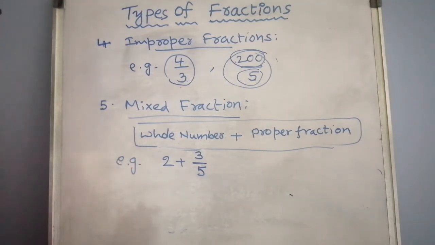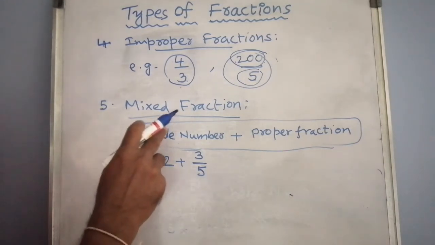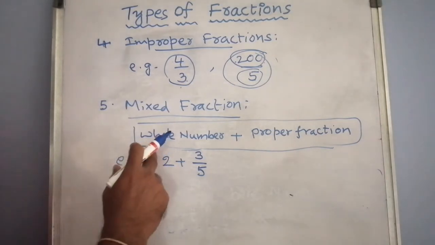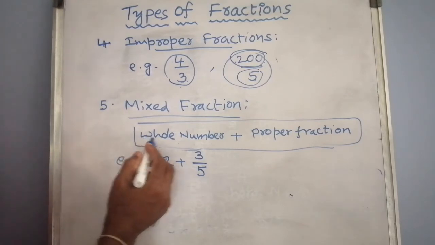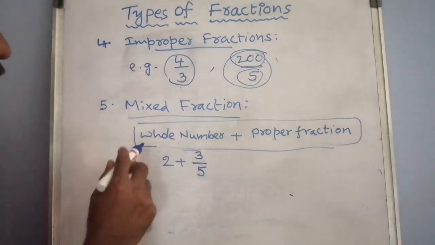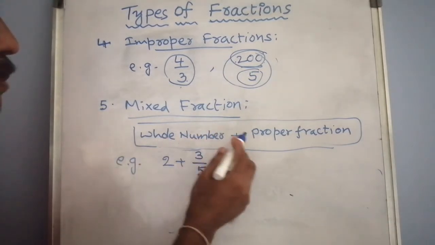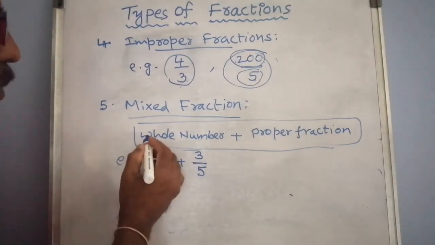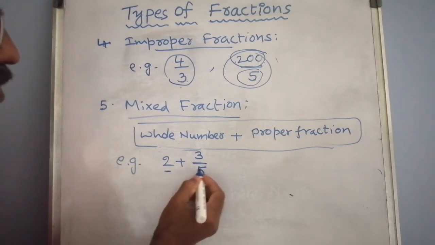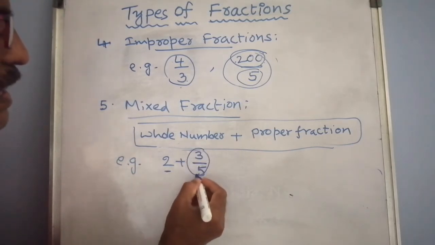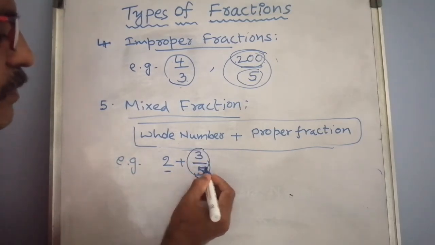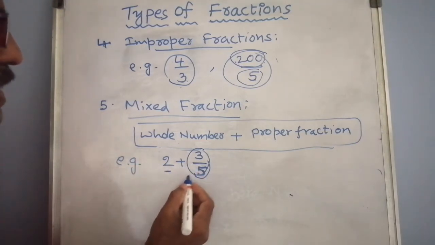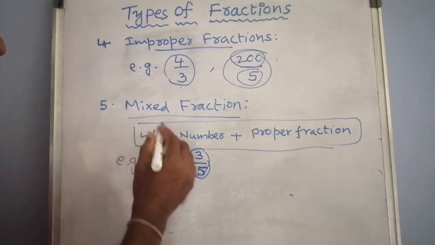Come to the fifth one, the last one, mixed fraction. So what is called a mixed fraction? This is the general formula for a mixed fraction: whole number plus proper fraction. An example is where the whole number is 2 and the proper fraction is 3 by 5. So 2 plus 3 by 5 is a form of mixed fraction.